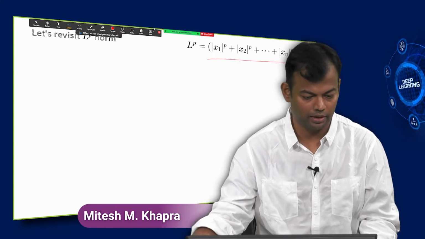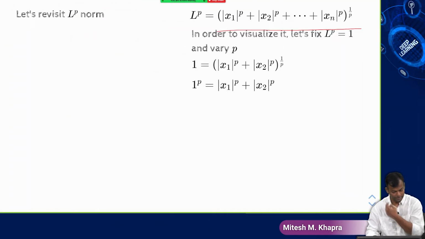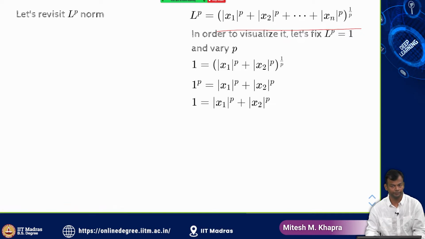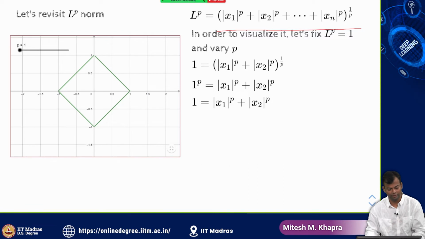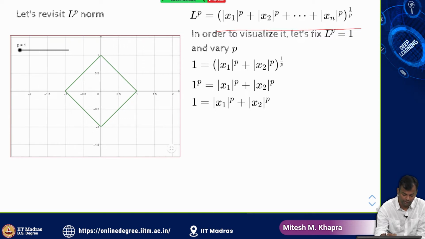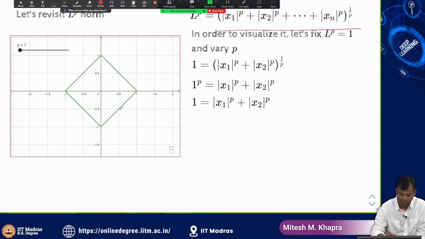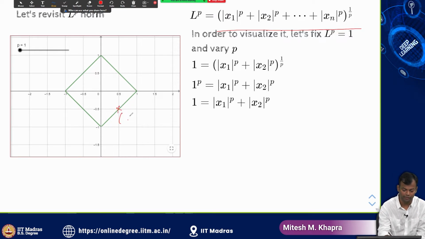So we can visualize this. Let's fix the norm. Let's take vectors which have norm 1. Now for L1, the shape looks like this. So what does that mean? That for any point on this surface, the norm is going to be 1. And you can see that. So this point, for example, here is 0.5, comma, minus 0.5.